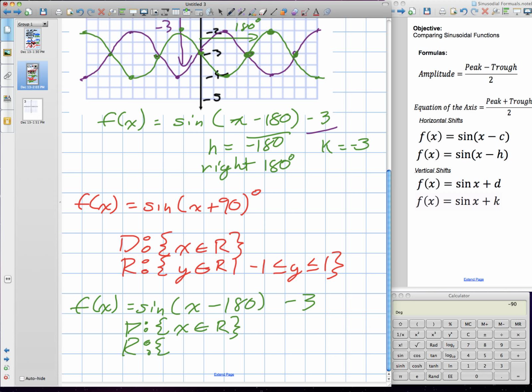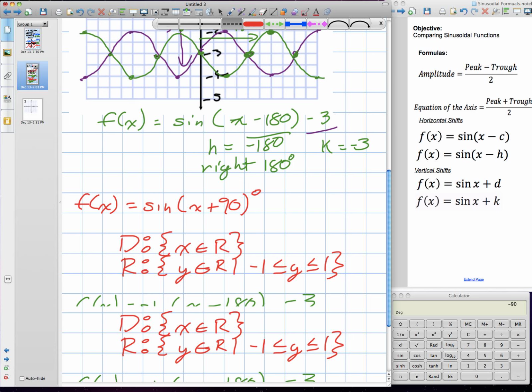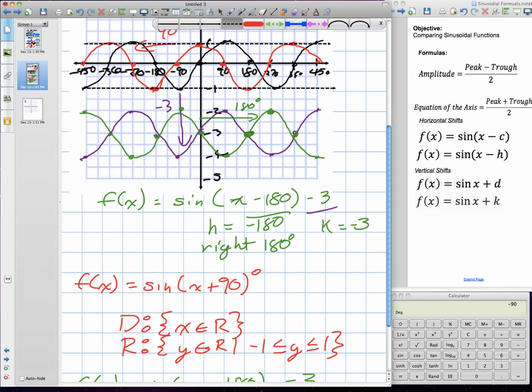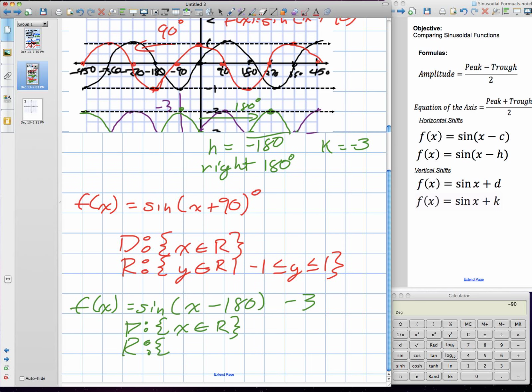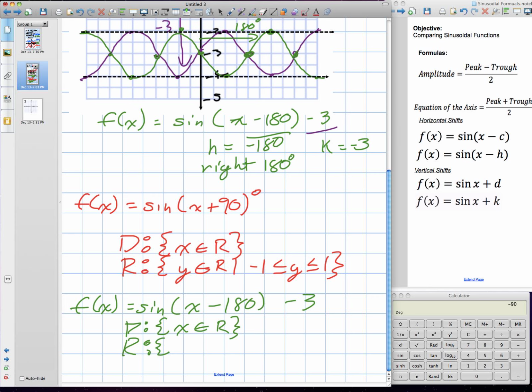Our range, on the other hand, for our green function is a little different. It has a peak at -2 and a low point at -4. So what that means is our y, the range of this function, exists in between all the points. Oh, that's the wrong one. Is it -4? -3, -5, -4. So between -4 and -2 is the range of this function.